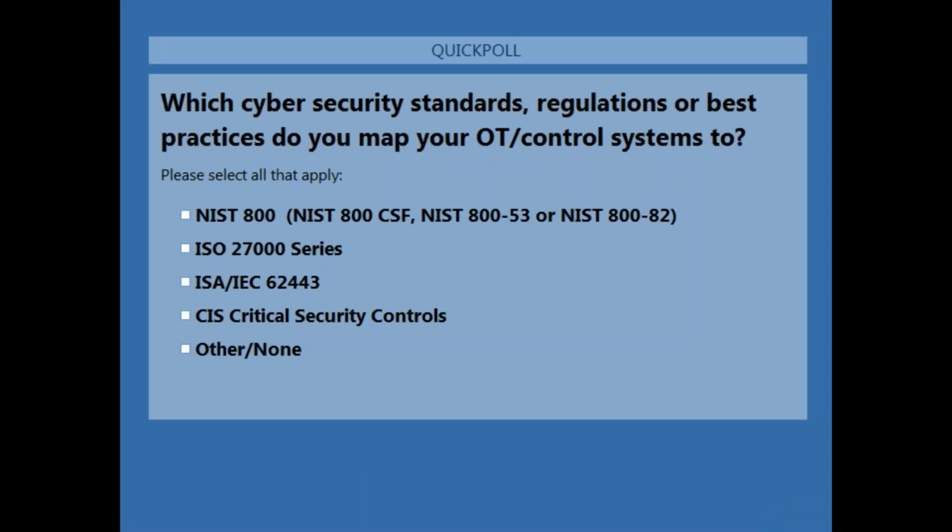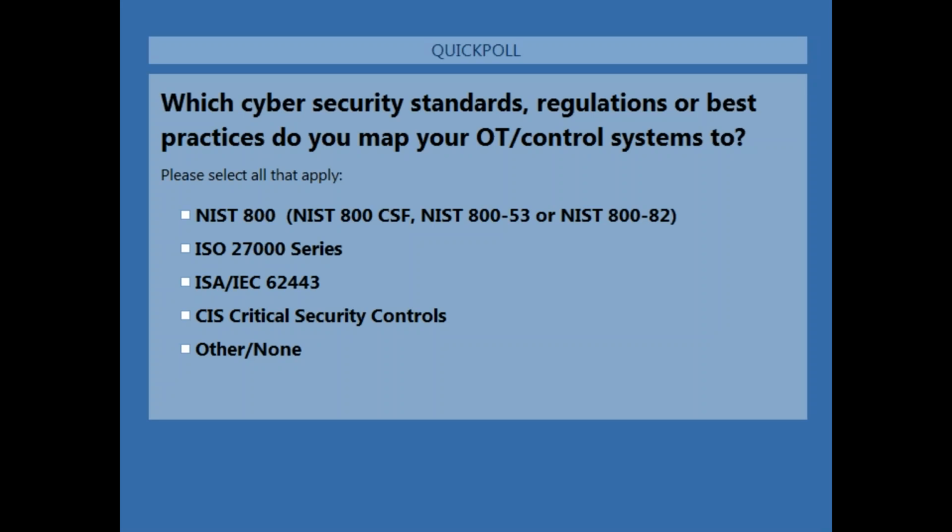So which cybersecurity standards, regulations, or best practices do you use to map to your OT control systems? So the first would be the NIST 800 family. So NIST 800 cybersecurity framework, or the more specific NIST 853 or NIST 882. I think 53 is targeting critical infrastructure, 82 is targeting industrial control systems.